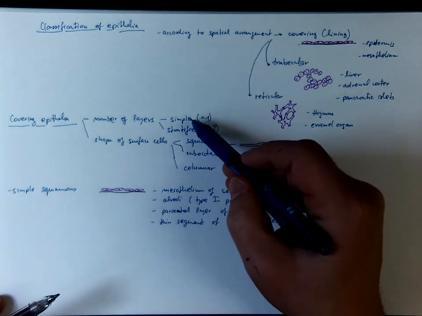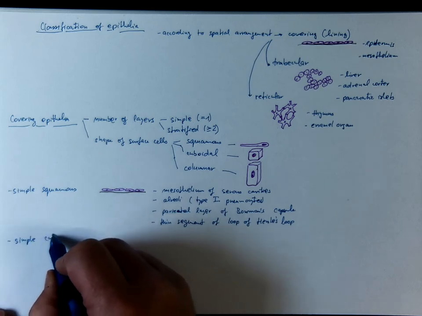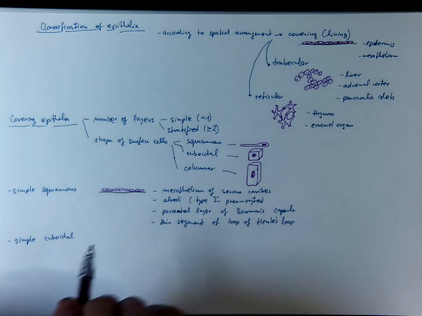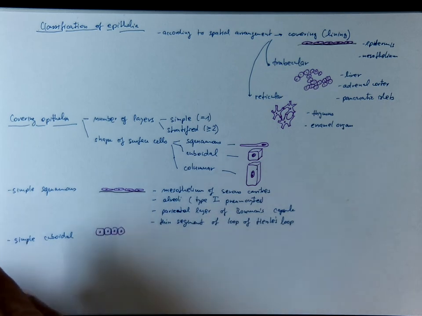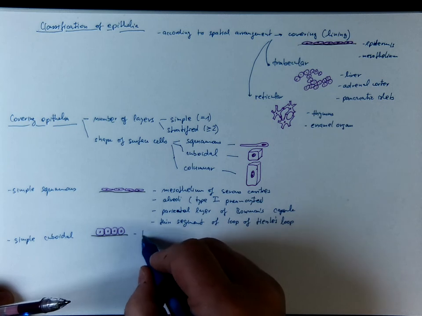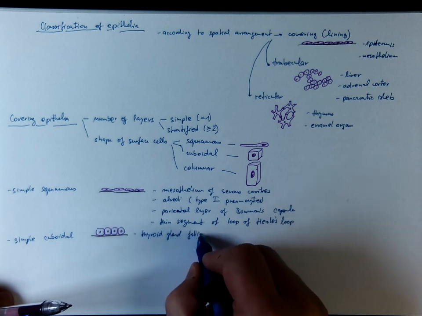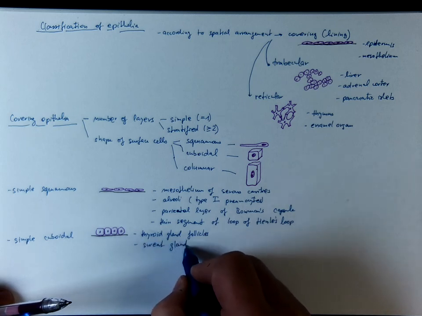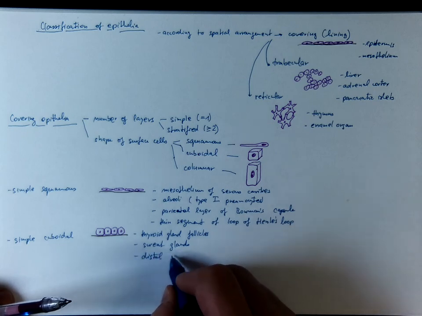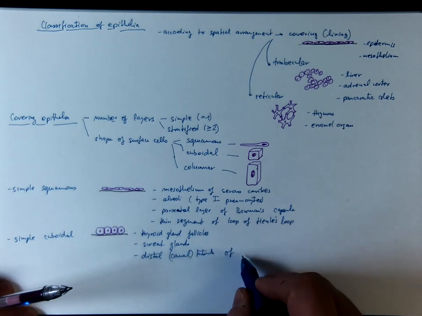Okay, another combination would be simple cuboidal. So we got one layer of cuboidal cells, this epithelium lines the thyroid follicles, the follicles of the thyroid gland, or the sweat glands, or the distal canal, or the tubule of the kidney nephron.